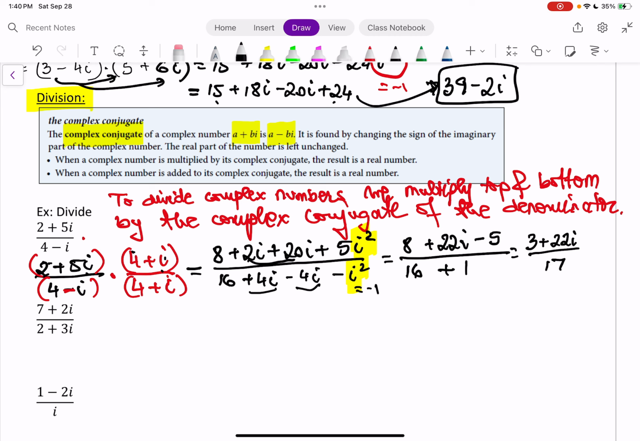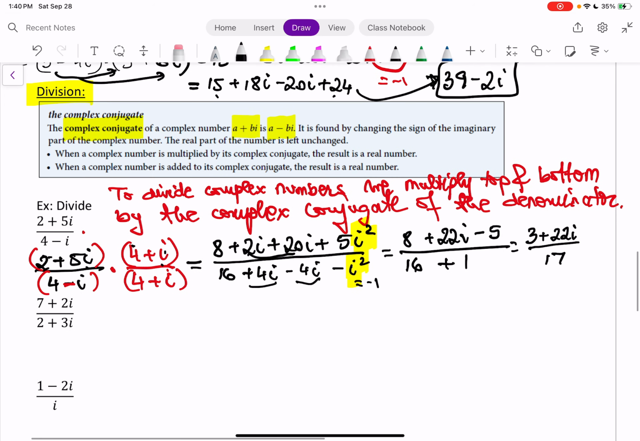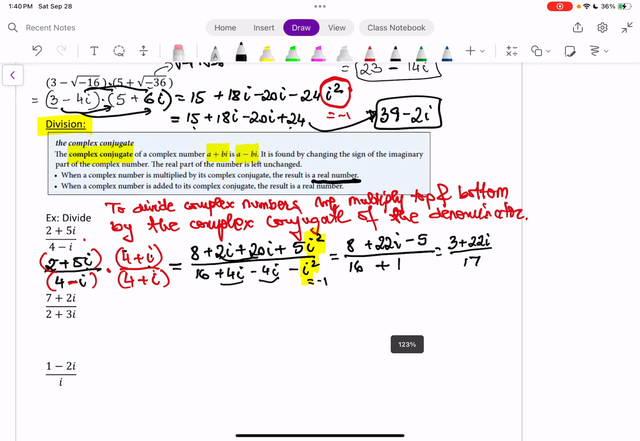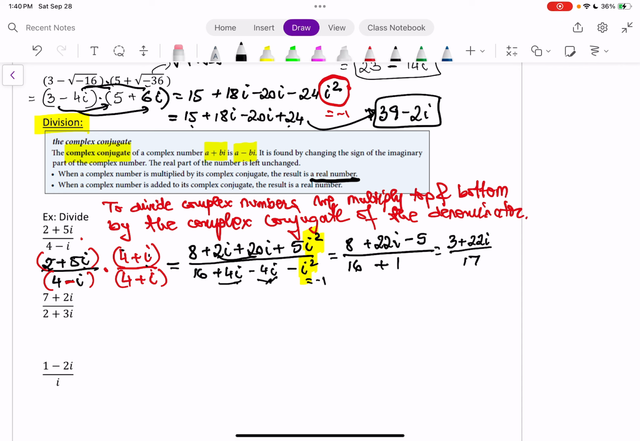So the reason why we did this switching is because, as you see, and it actually says here, when a complex number is multiplied by its complex conjugate, the result is a real number. Because what happens is these imaginary parts get canceled out because of the plus-minus nature of their coefficients. And because we only have now one number at the bottom, we get to distribute that one number to each of the terms at the top.